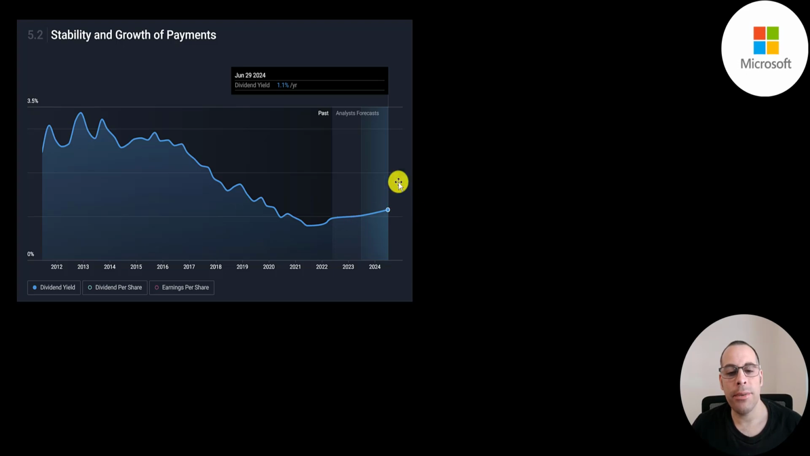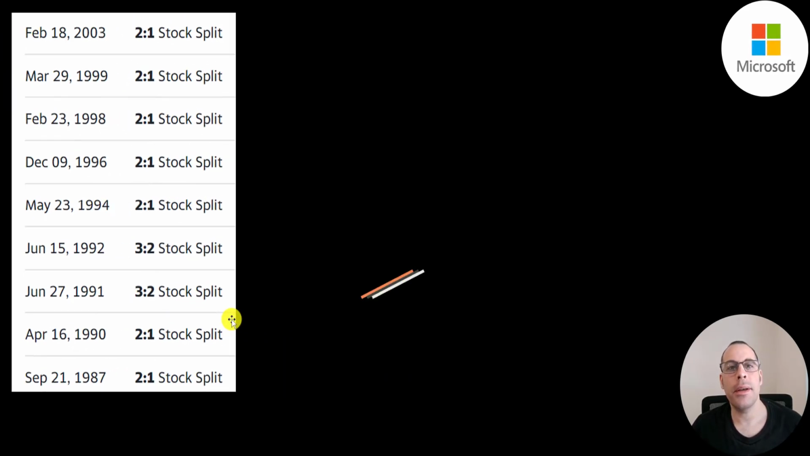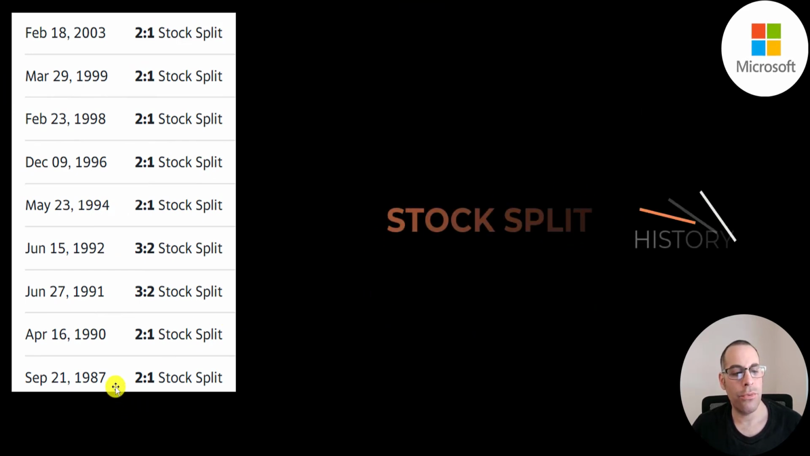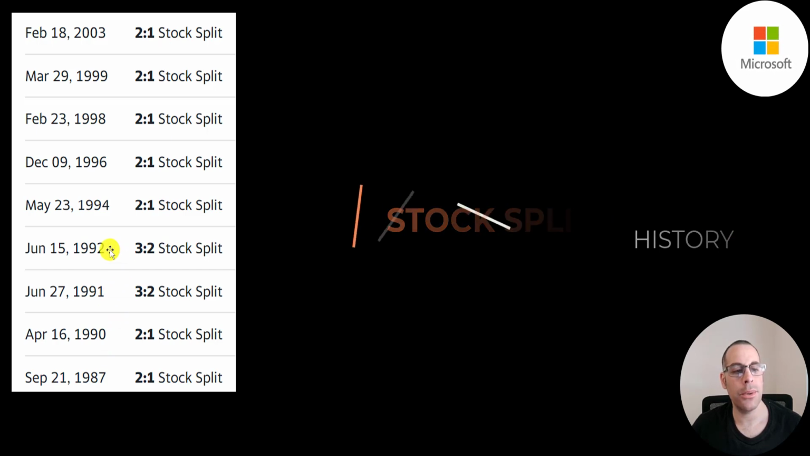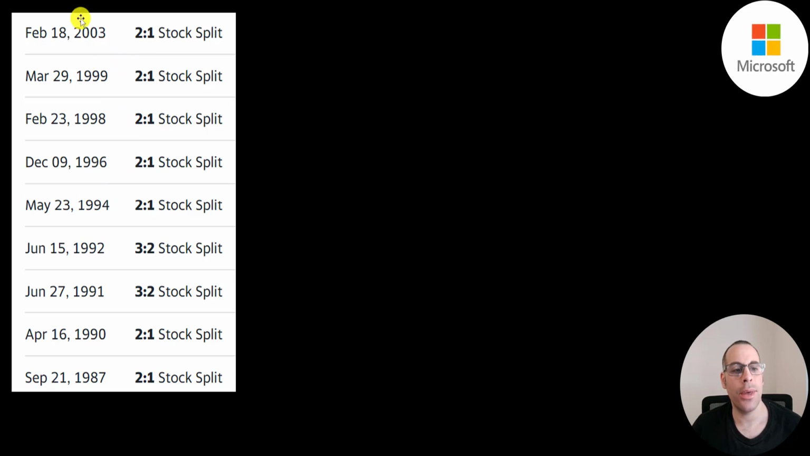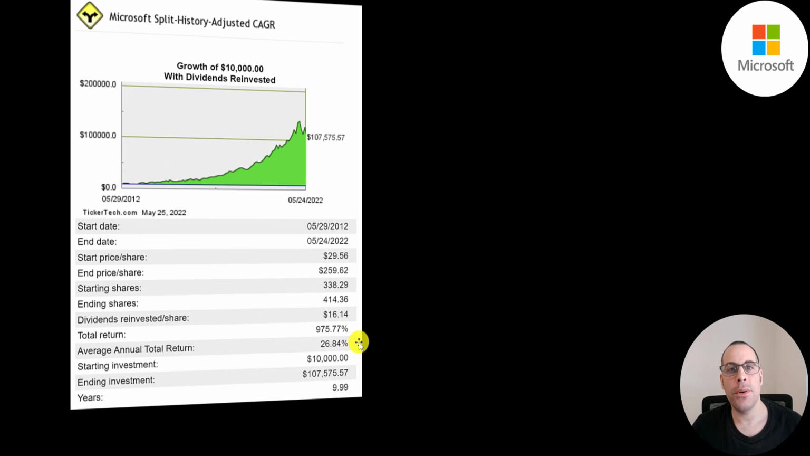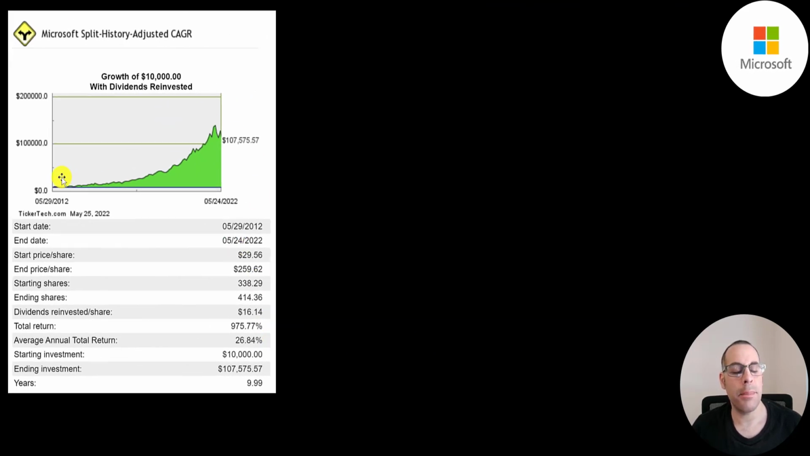The forecast is for their yield to be 1.1% in 2024. They've done 9 stock splits, a 2-for-1 in 87 and 90, a 3-for-2 in 91 and 92, and a 2-for-1 in 94, 96, 98, 99, and 2003. So it's been 19 years since they did a stock split. If you invested $10,000 into this company 10 years ago, I'm sure you'd be happy at over $100,000 today. That's a 975% return, a 27% annual return.